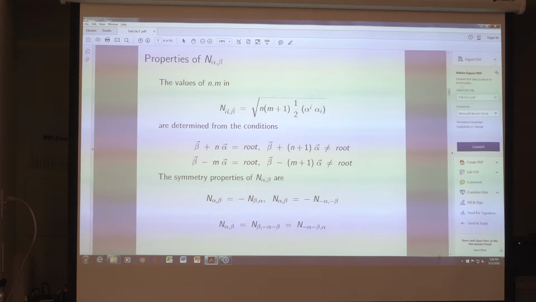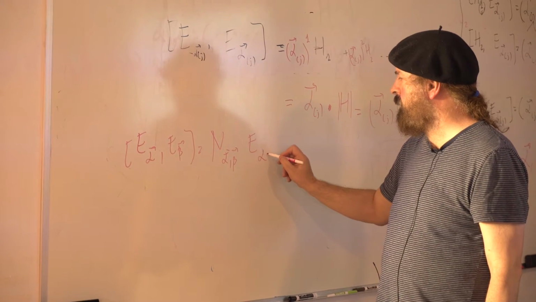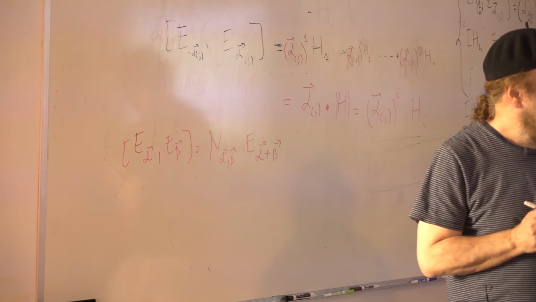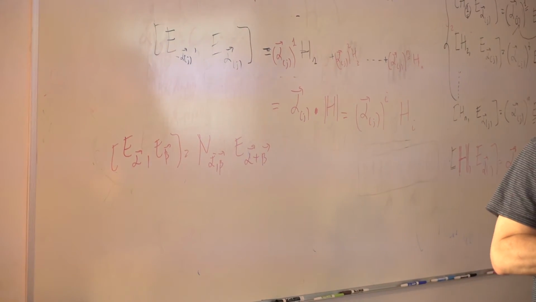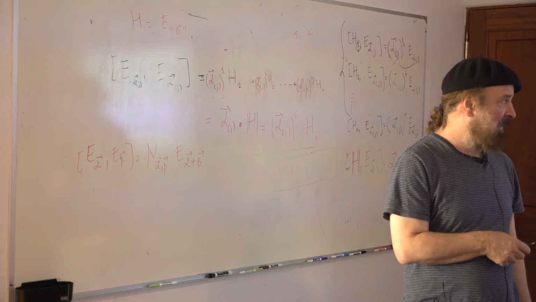Okay, so I have here just a label. And then I have the sum. Now, what is the numerical coefficient of capital N alpha beta?